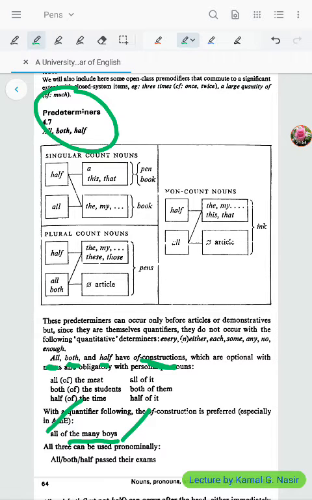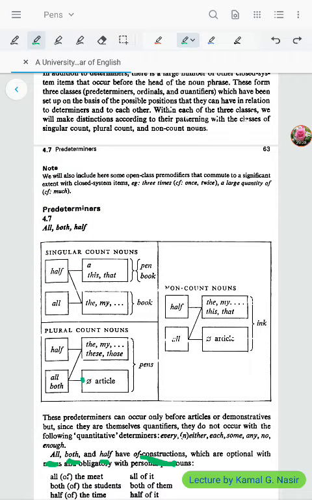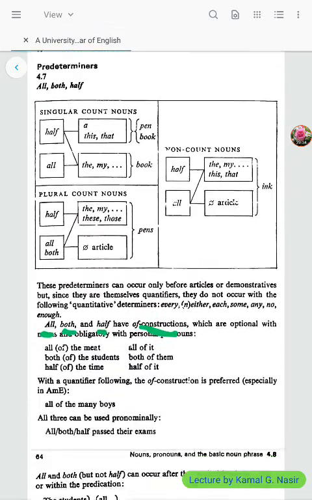Pronominal means before the noun. All or both or half passed their exams. What do we use here? Here we used all, both, or half as pronominals. Here it is not before the noun, but it took the position of the noun.